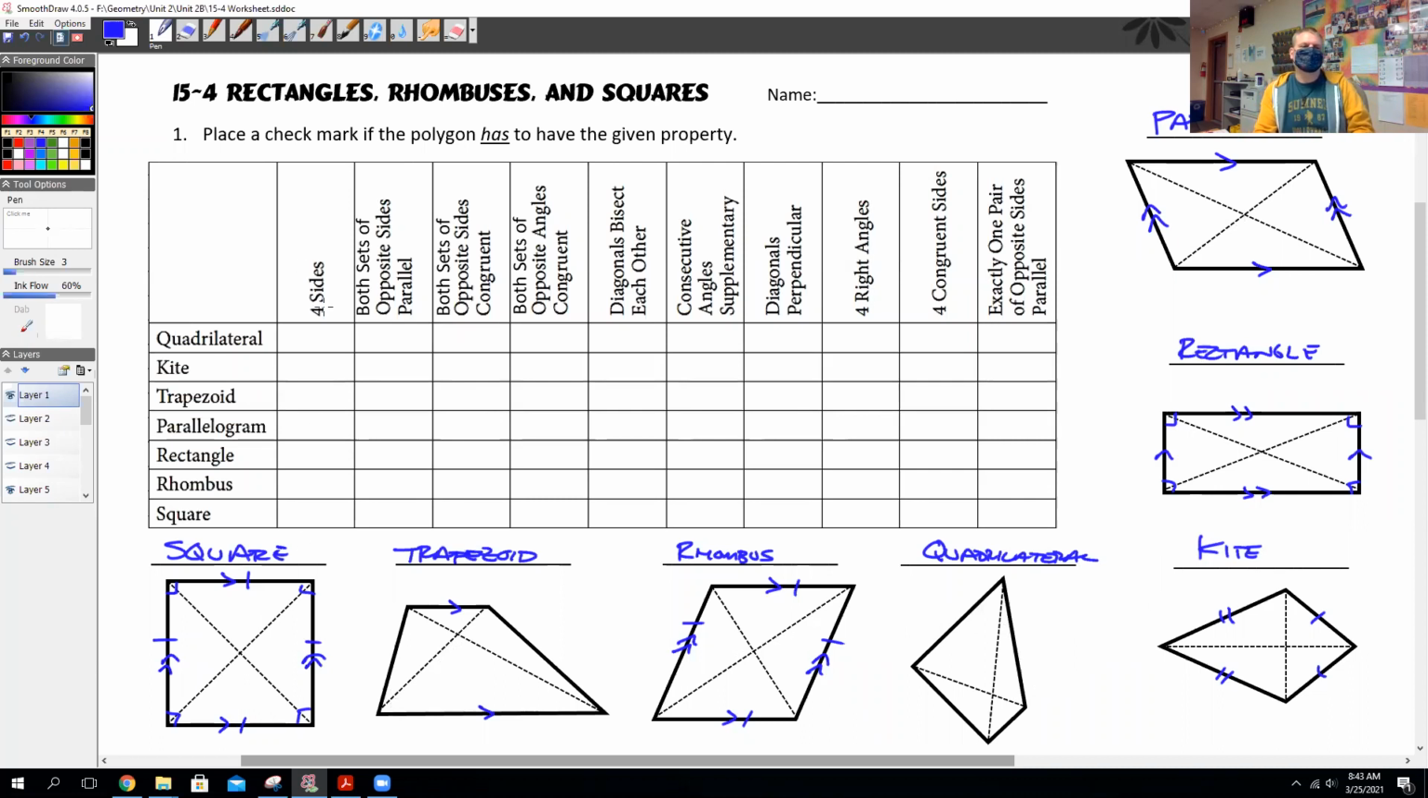Okay. So let's start filling in. All we're going to do here is just place a check mark if the polygon has to have the given property. Okay. So quadrilateral, does that have to have four sides? Yep. How about a kite? Yeah. Trapezoid? Yeah. Parallelogram? Yeah. Rectangle? Rhombus? No, rhombus actually has 8 sides. Just kidding. Rhombus has 4 sides too. And a square, 4 sides. Okay. This making sense?